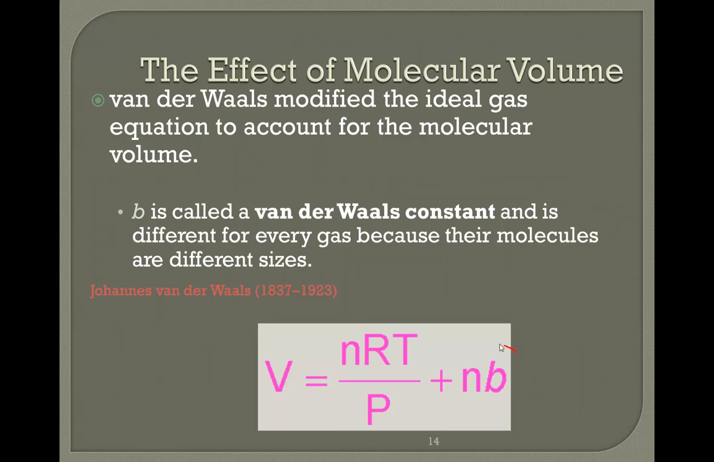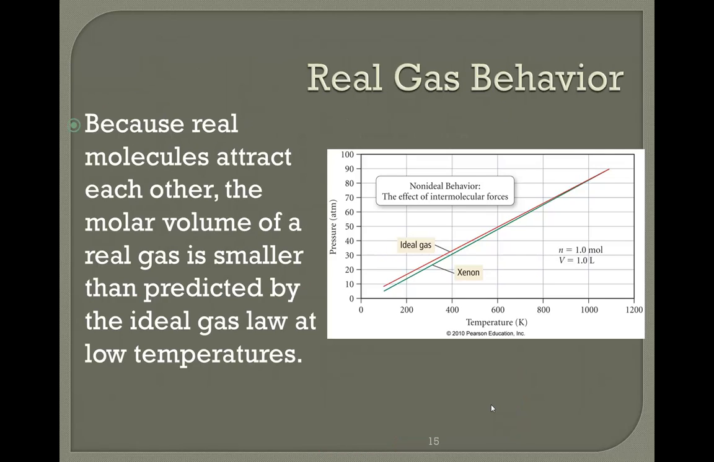Notice this is simply PV equals nRT. He added this extra bit here. B is called the van der Waals constant and is different for every gas because their molecules are different sizes. Now let's talk about temperature. Because real molecules attract each other, the molar volume of a real gas is smaller than predicted by the ideal gas at low temperatures.